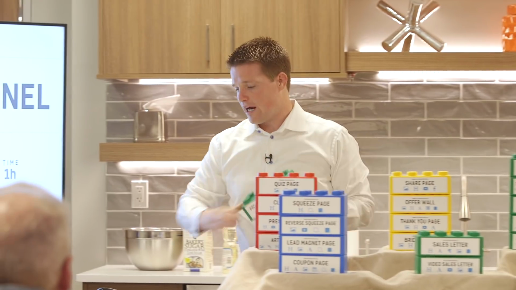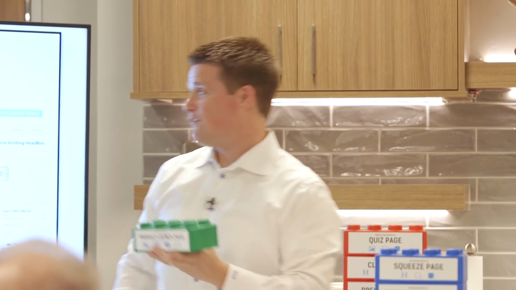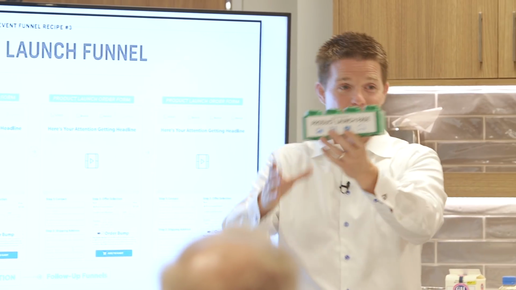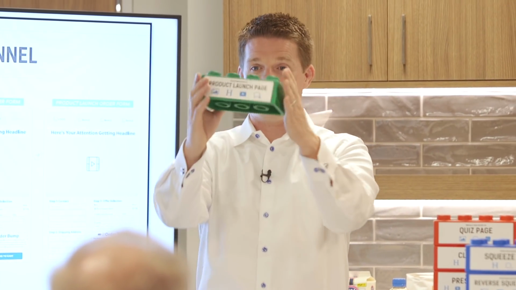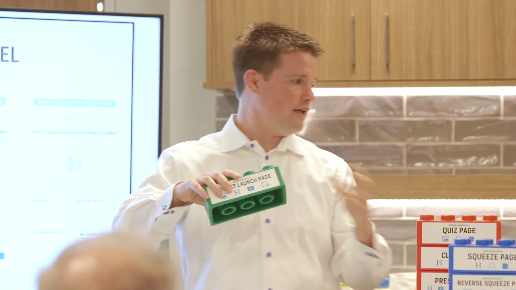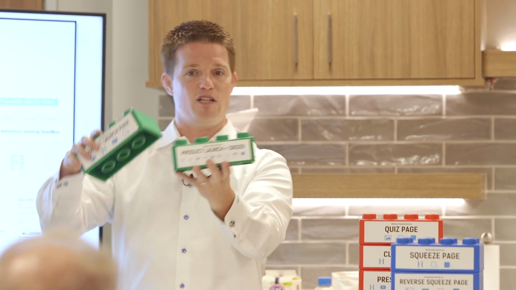The way the product launch page typically works is you have one page that looks like this, then two pages, and three pages. You're going to have three of these blocks: page 1, page 2, page 3. This is the first video they watch, the second video, and the third video they watch. Then the fourth one will be the product launch page with the order form in it.